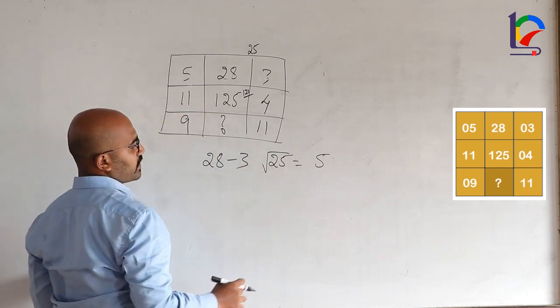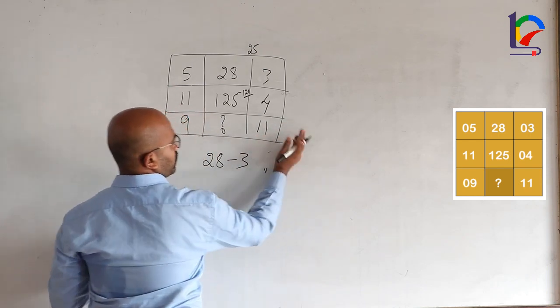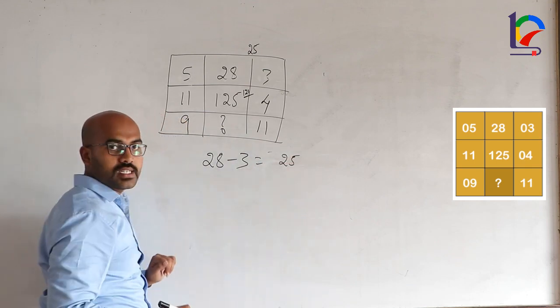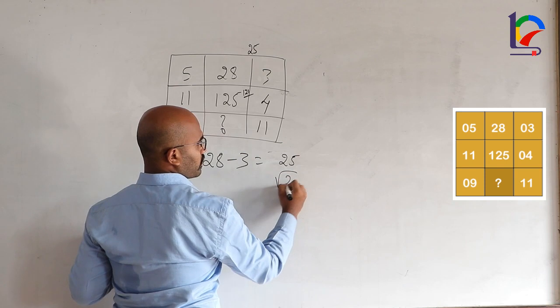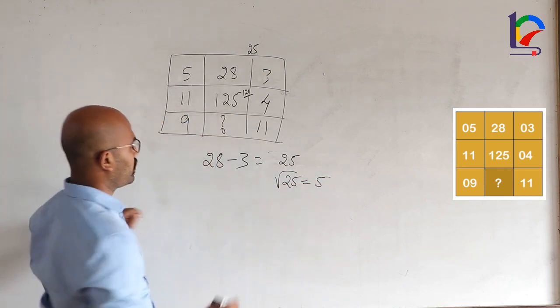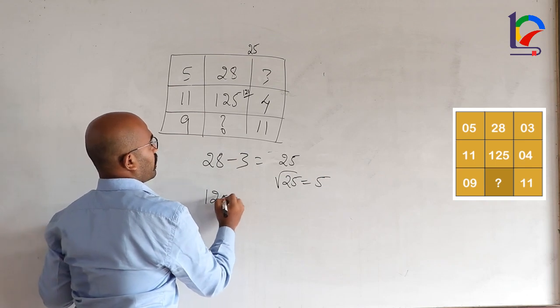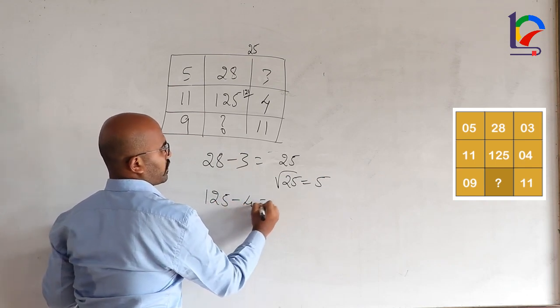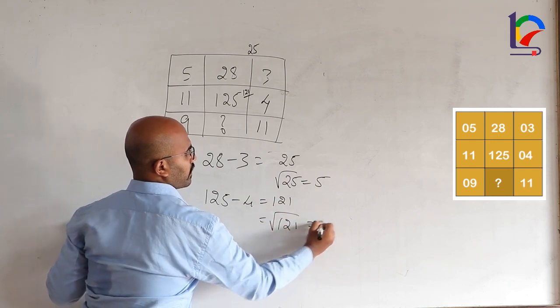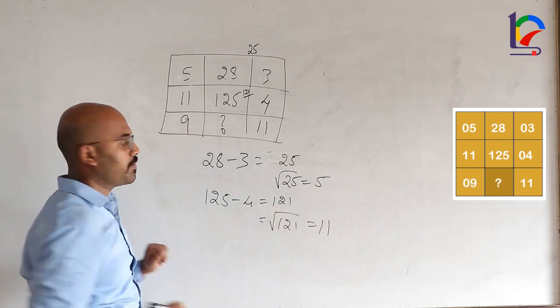So 28 minus 25, so if we are writing, 28 minus 3 is 25. So square root of 25 is 5. So similarly next, 125 minus 4 is 121. So square root of 121 is 11.